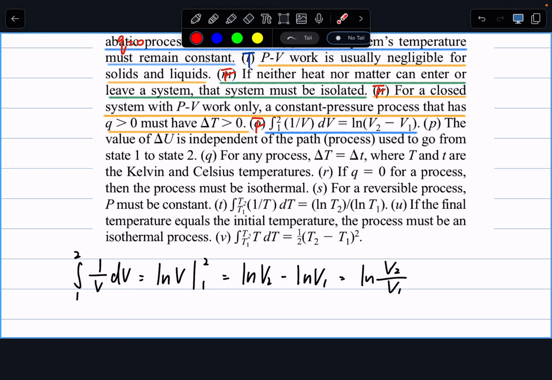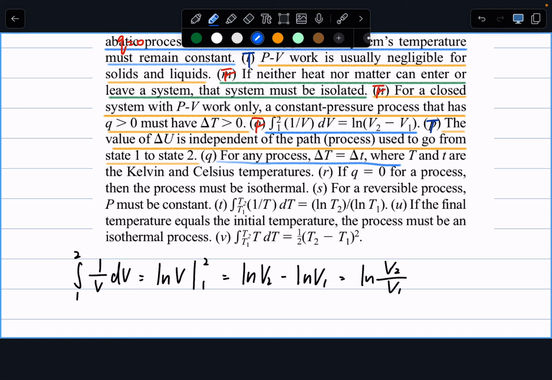All right. Next up, the value of delta U is independent of the path used to go from state 1 to state 2. This one is a true statement. Again, it's basically asking us whether or not internal energy is a state function. Next one.